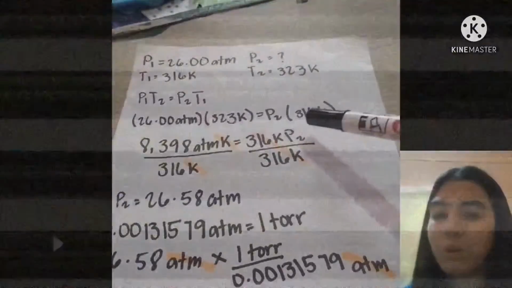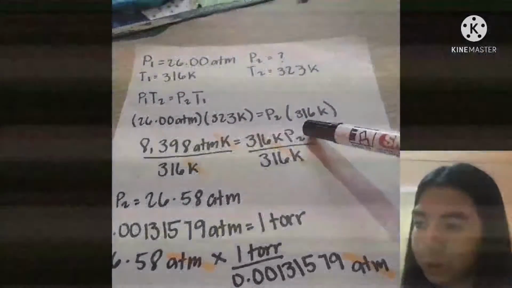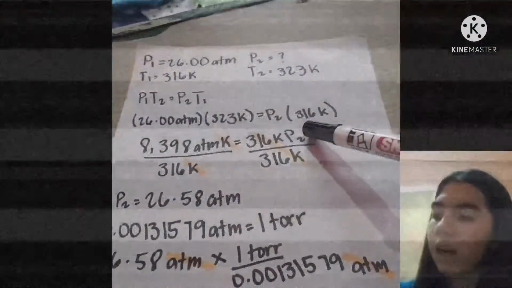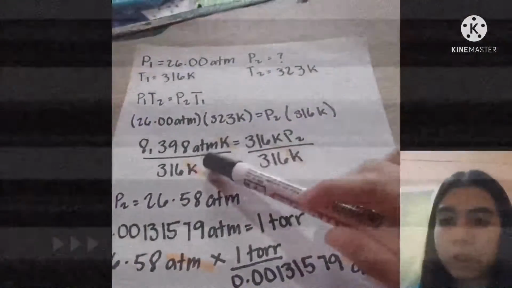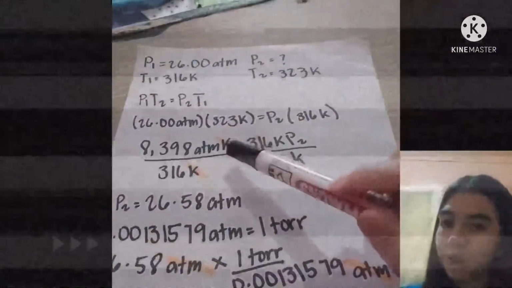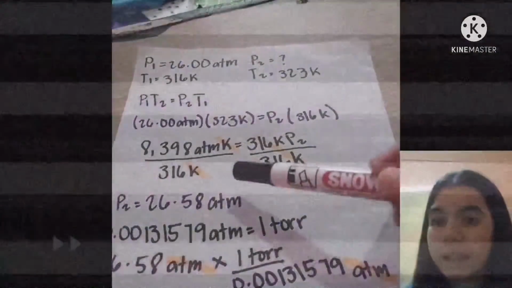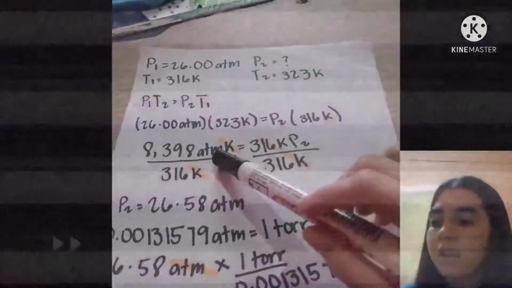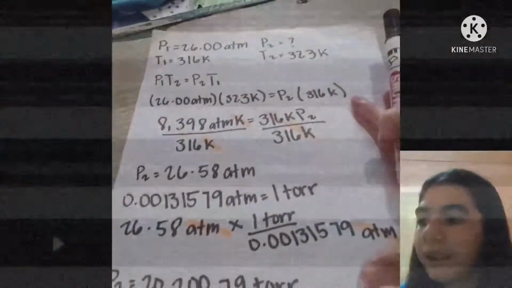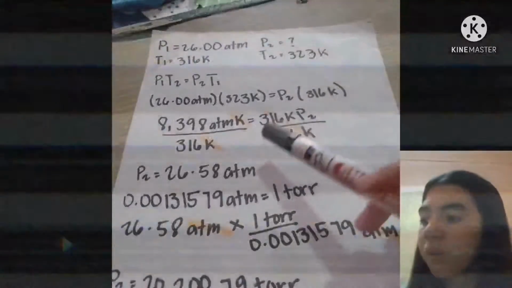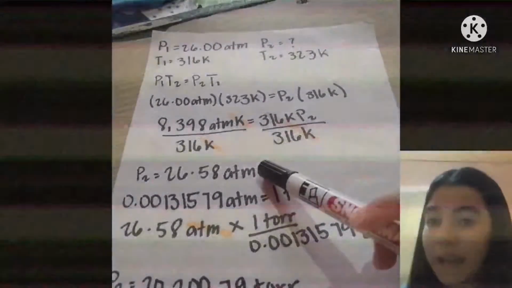Matitira na lang dito ay yung P2 or yung final pressure. Now, ika-cancel naman natin itong dalawang Kelvin para makuha natin yung atm. Kasi nga, di ba, pressure yung nawawala. So, kailangan atm yung magiging unit dyan. 8,398 atm divided by 316, the answer will be 26.58 atm.